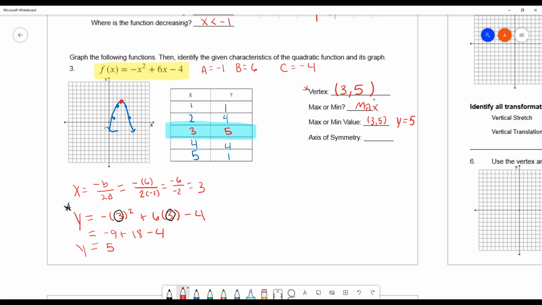And then your axis of symmetry is going to be the x equation. Remember, it's going to be x equals whatever your x coordinate is of the vertex, which is 3. And we're done with question number 3. Pause the video, and I'm going to move on to question number 4 when you're ready.